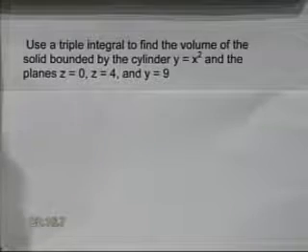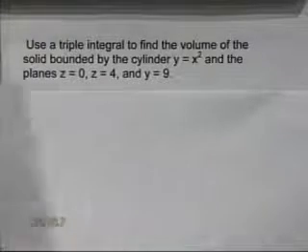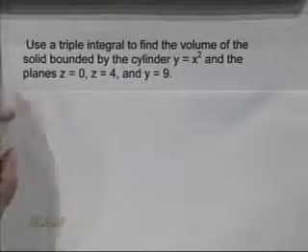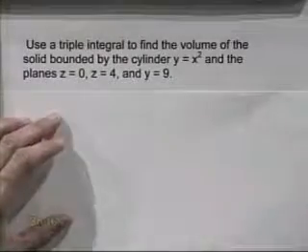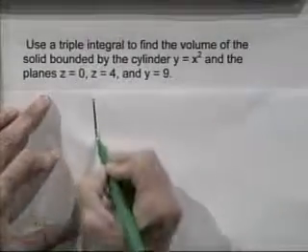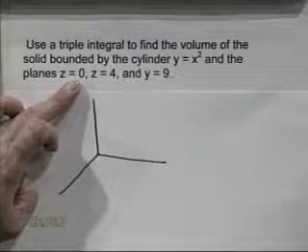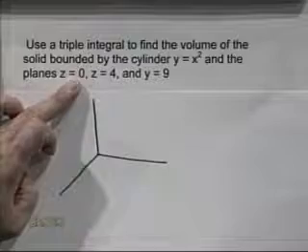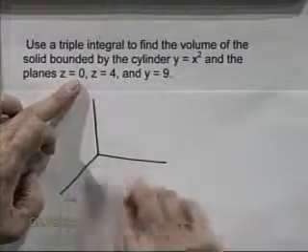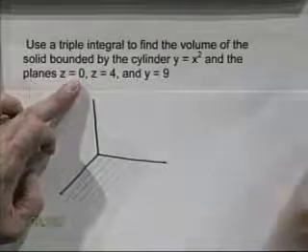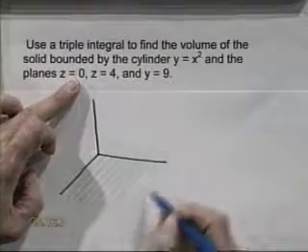Use a triple integral to find the volume of the solid bounded by the cylinder y equals x squared and the planes z equals 0, z equals 4, and y equals 9. Now, the hardest part probably for you guys is drawing the picture. Z equals 0, where's that? The xy plane. I want you to always draw that first. Now y equals 9 is going to be something coming down here, right?